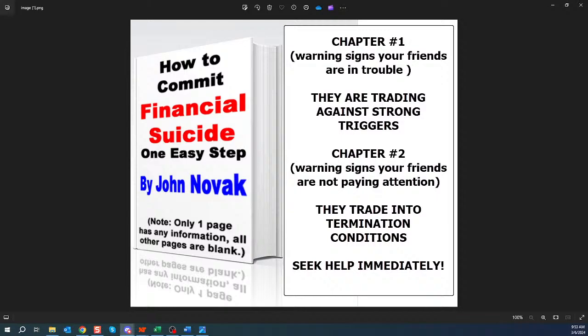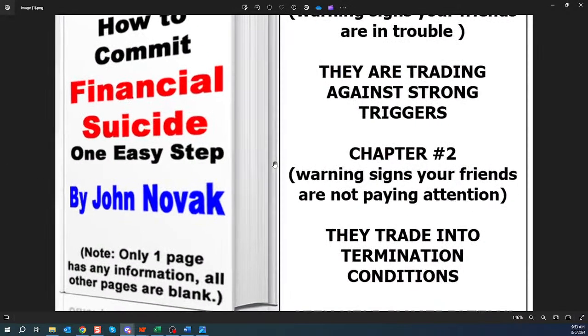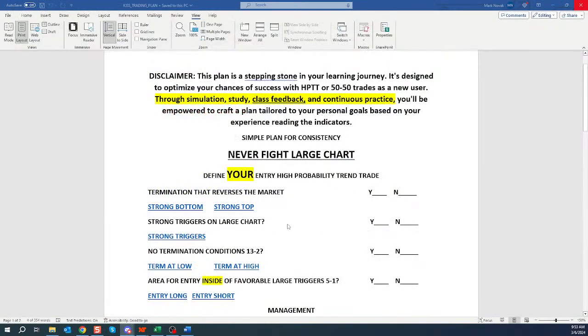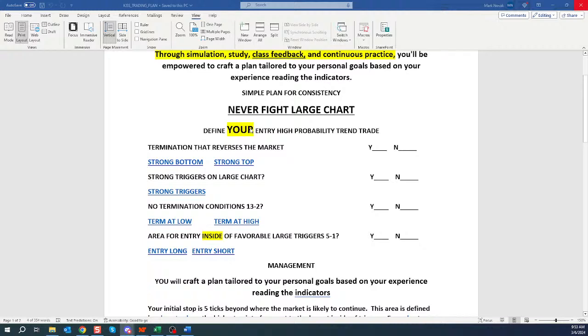Guys, this is a tongue-in-cheek little joke book put together, but guess what the two biggest mistakes new users make? And this was put because it's funny, so your brain's like, haha, that's funny, but you're going to think about it before you take a trade, guys. Don't fight triggers. Don't trade in determination conditions. Define your entry. Gino thought I was giving him a little grief this morning saying you got to trade your plan.